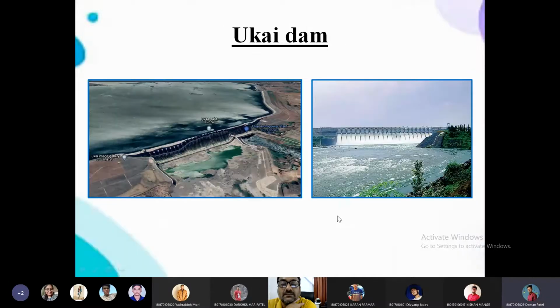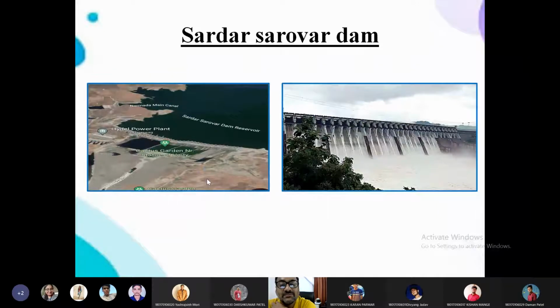Second one is Ukai, same. There is the upstream of the dam and the downstream. Where did you capture this 3D from? From Google Earth. Google Earth, okay.